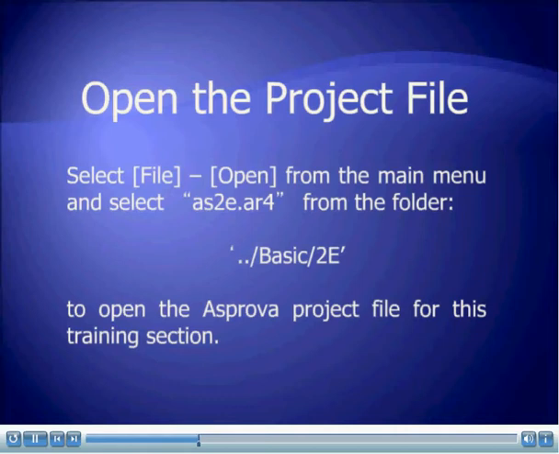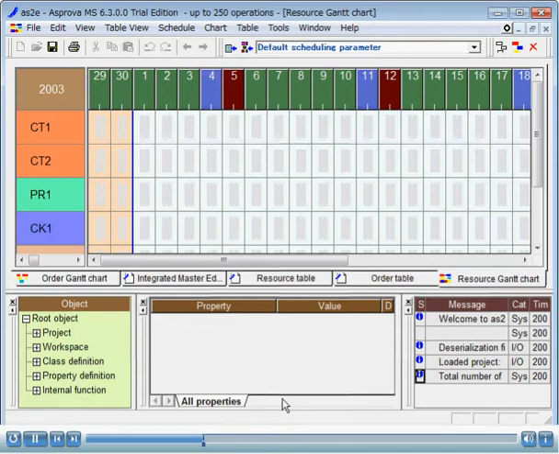Open the project file. Select File, Open from the main menu and select as2e.ar4 from the folder Basic2e to open the Asprova project file for this training section. In this exercise, we will use the data in which a sub-resource is assigned to the first and third processes, and there are two candidate resources, Oper1 and Oper2, for that sub-resource. Also, for the first process, there are two candidate resources, CT1 and CT2, for the main resource. Let's check the resources in the Integrated Master Editor table.